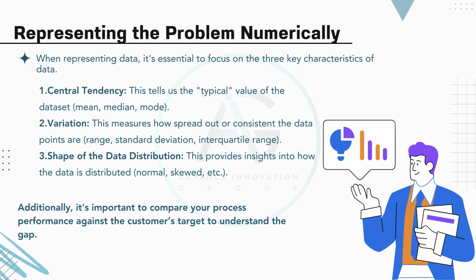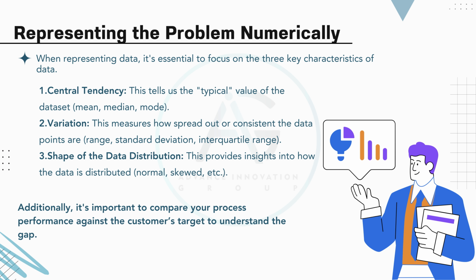Second, variation tells us how consistent or inconsistent the process is. Range, the difference between the highest and lowest values. Standard deviation, how much individual data points differ from the average. Interquartile range, how spread out the middle 50% of the data is. For example, if some roles are filled in 30 days and others in 90, the range is 60 days, indicating a high inconsistency in hiring timelines.